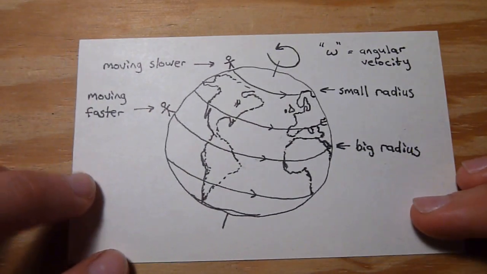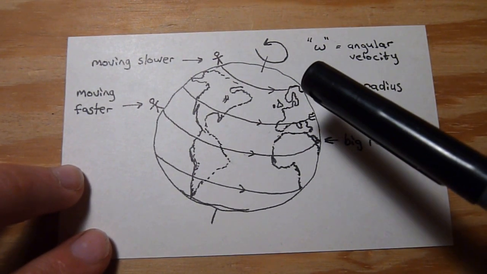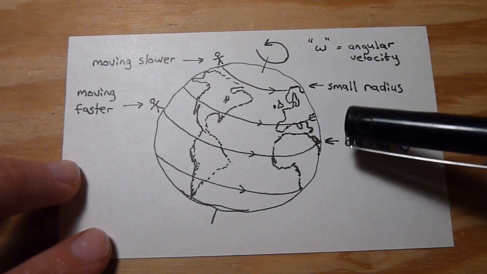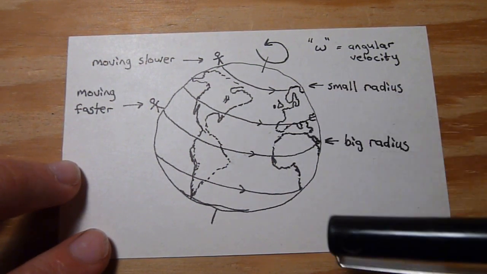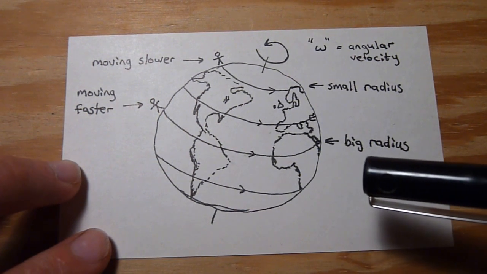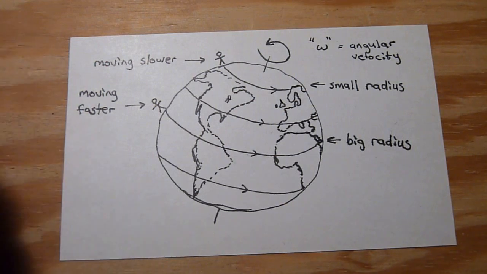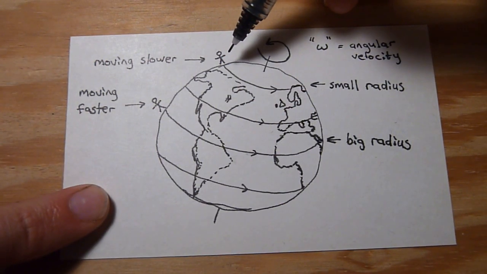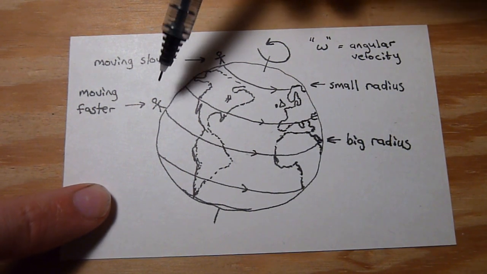At a global scale, the Earth is spinning around with a certain angular velocity called omega. Different parts of the Earth have different radiuses. For example, near the north and the south, you have a small radius. And at the equator, you have a big radius. Therefore, objects that are near the north are moving slower, and objects that are near the equator are moving faster.